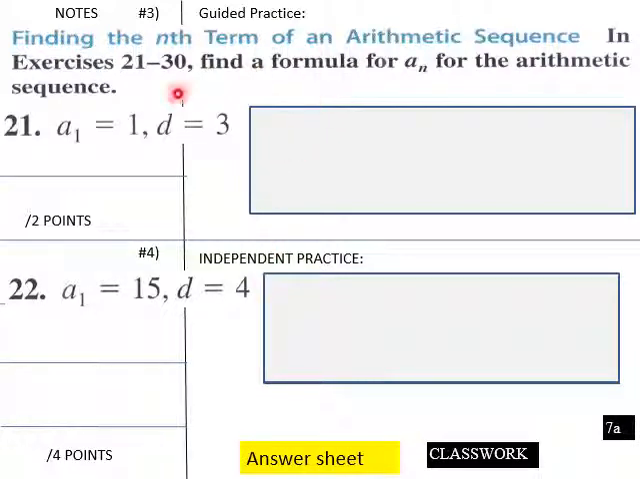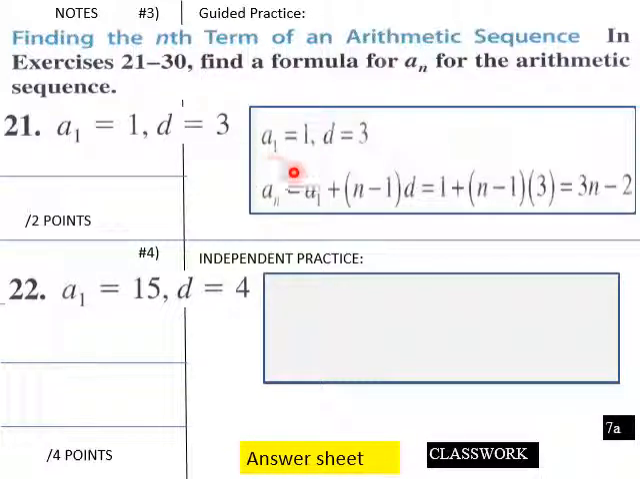Let's try one. Find a formula for a_n for the arithmetic sequence like this. So what do we do here? a1 is 1, and d equals 3. So a1 is 1, d equals 3. We plug that into our basic template and we get 1 plus (n minus 1) multiplied by 3, and we end up with 3n minus 2 for our sequence.